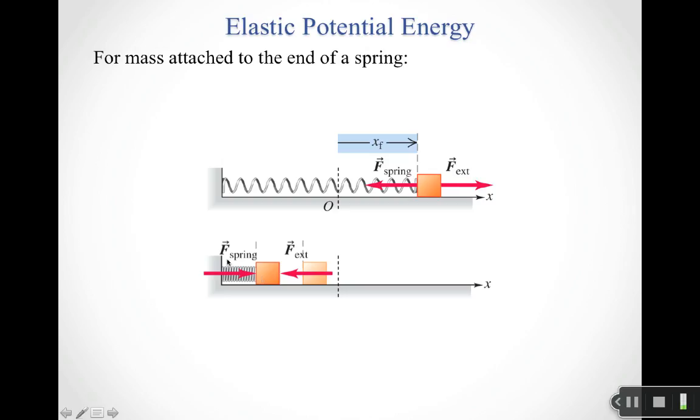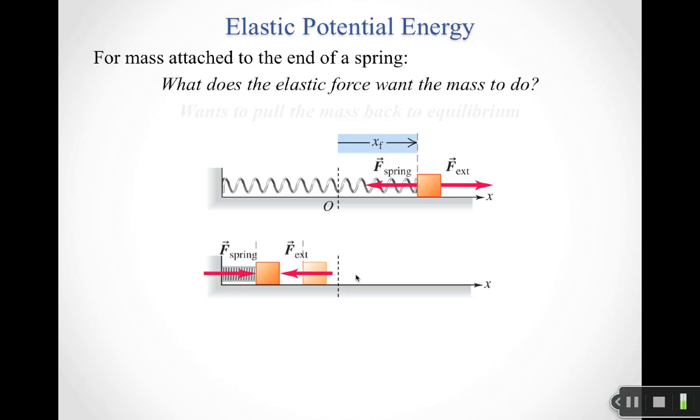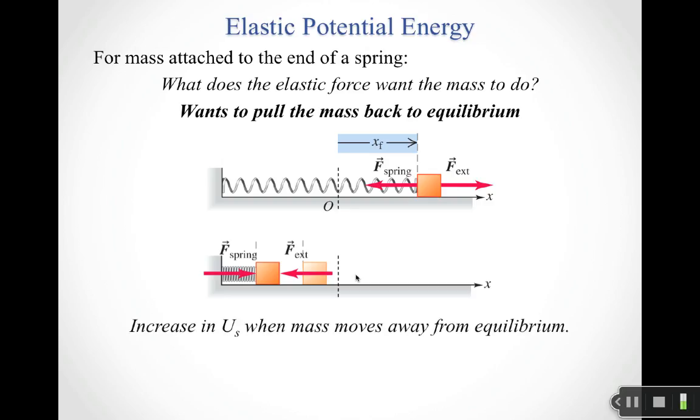If you compress it in the other direction, so here we've stretched the spring out by pulling the mass one way, if you compress the spring by pushing the mass in the other direction, again, there's going to be a spring force that opposes the way that you're pushing, and so again is going to try and push the mass back towards equilibrium. So what does an elastic force want the mass to do? Well, it wants to pull the mass back to equilibrium.